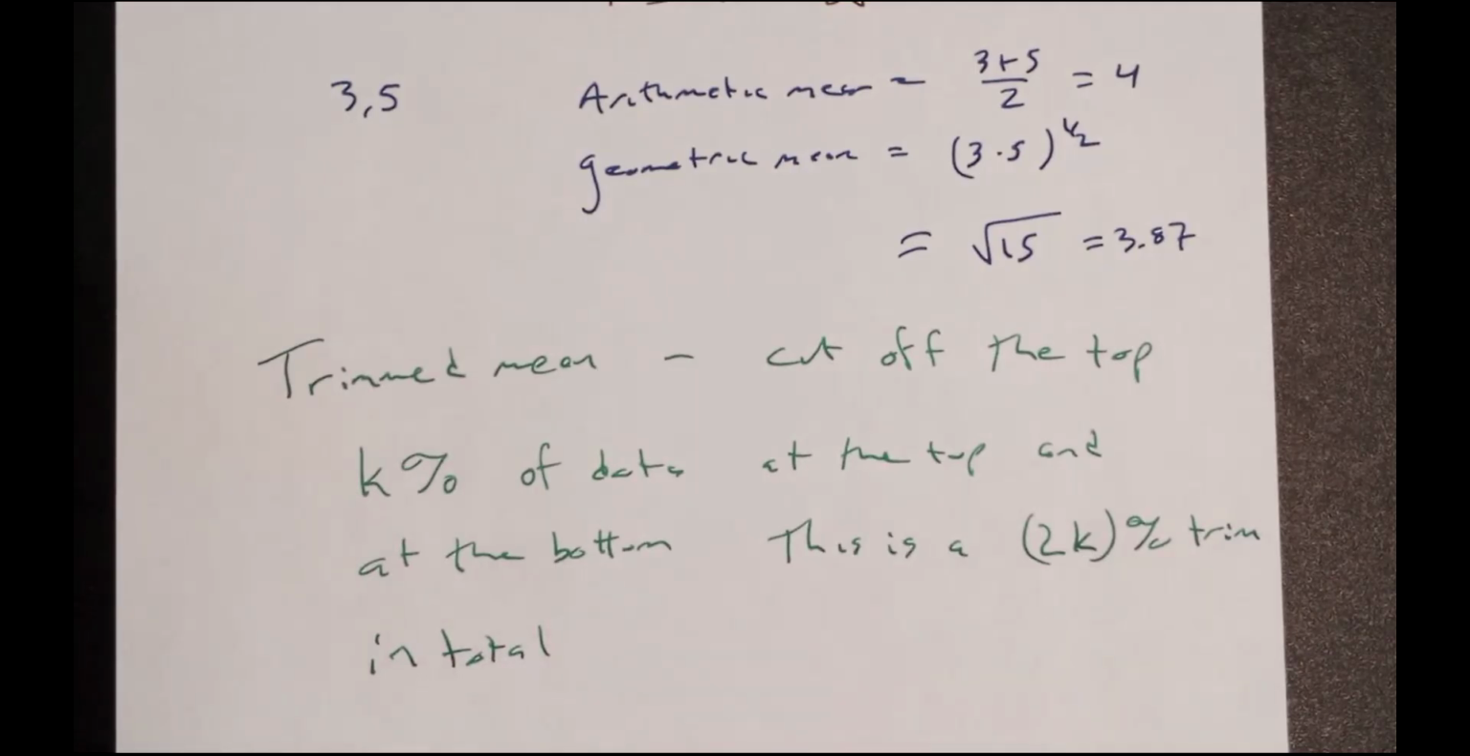So if I'm doing a 5% total, then I would have 2.5 at the top, 2.5 at the bottom, an 8% total, 4 at the top, 4 at the bottom. It's got to be symmetric. It's got to be the same percentage of numbers off the bottom and the top.